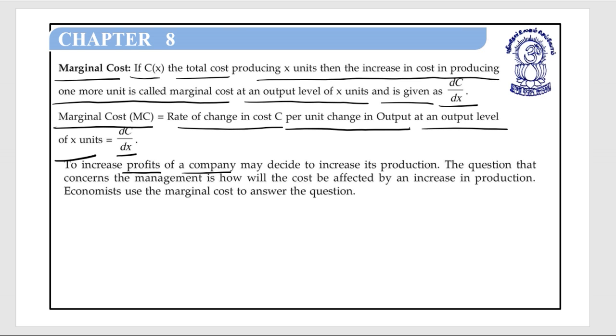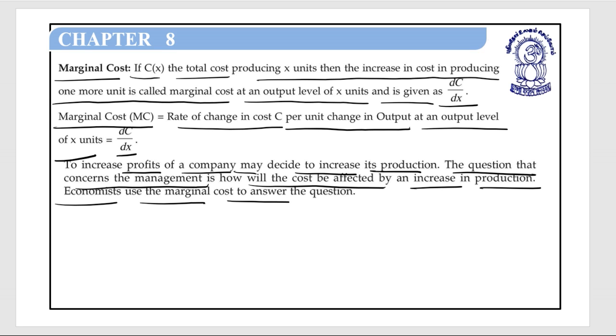To increase profits, a company may decide to increase its production. To increase the profit, you have to increase the production. The question that concerns the management is how the cost will be affected by the increase in production.